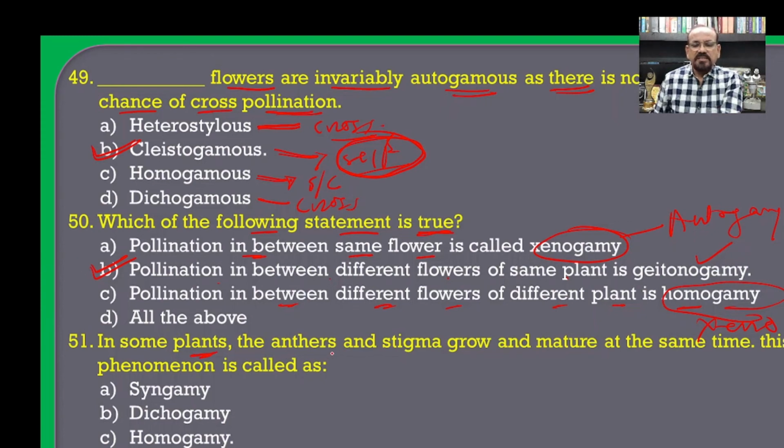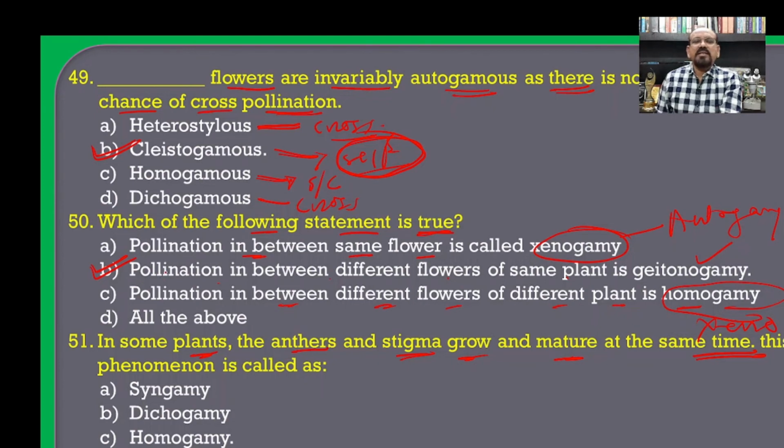In some plants, the anthers and stigma grow and mature at the same time, because in plants the male and female reproductive organs, that is the androecium and the gynoecium, either mature at the same time or may mature at different times. In certain cases the androecium matures before the gynoecium, or in some cases the gynoecium matures before the androecium.